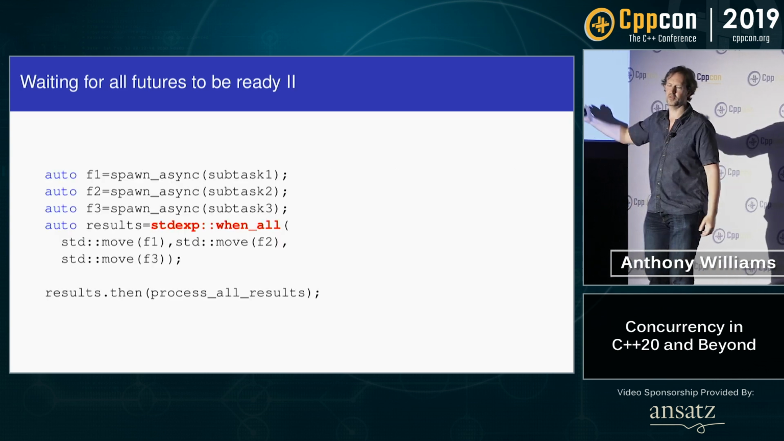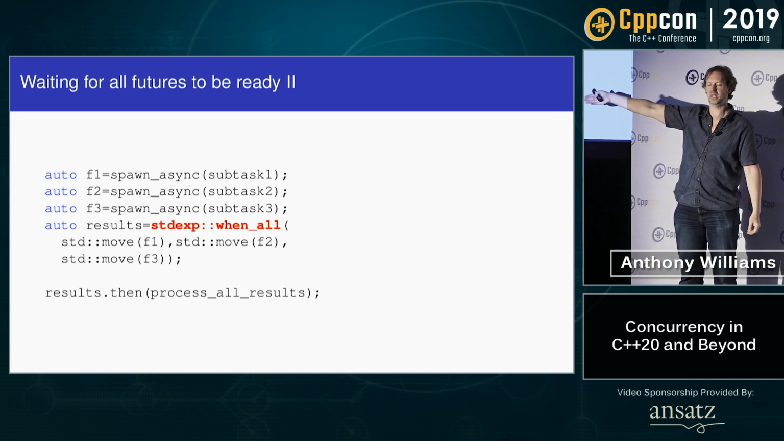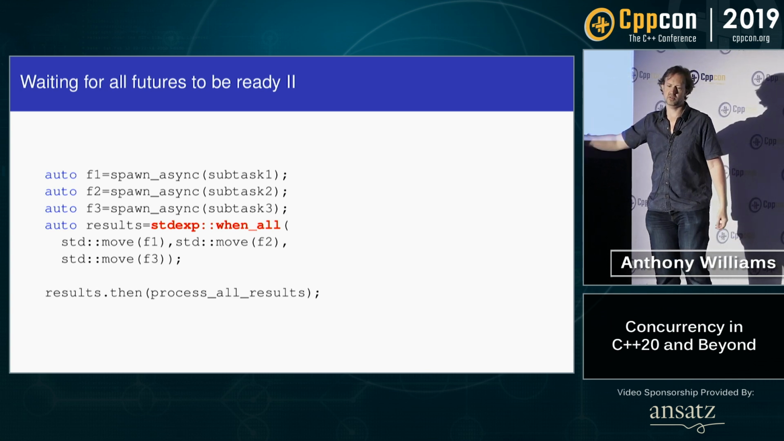So for waiting for all futures, you spawn some tasks, when they're all ready, then you can process the results, and you get another future back.